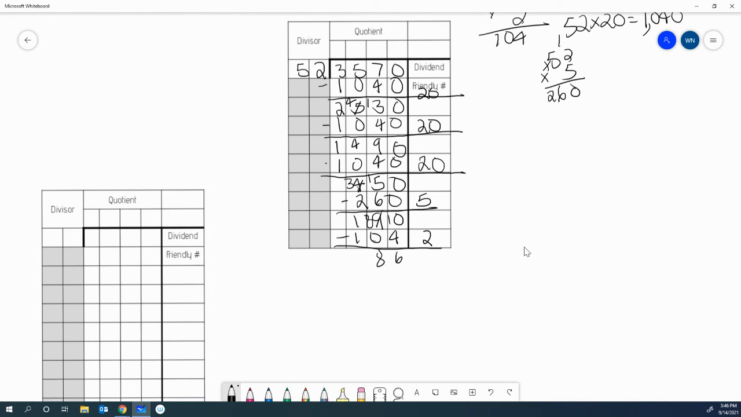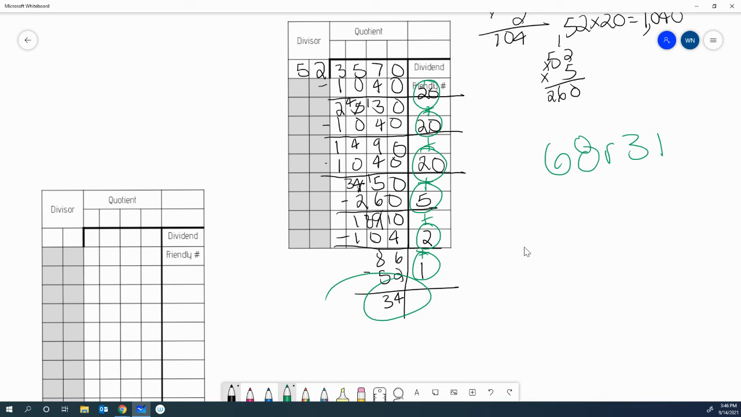So let's go ahead and pull out 1 as our friendly number. 1 times 52 is 52, and subtract and see what happens. We've got 4 and 3. And 34 is less than 52, so I know I'm done. Let's go back and figure out our answer. Remember, to find the answer, all we have to do is count the friendly numbers. So 20 plus 20 is 40, plus 20 is 60, plus 5 is 65, plus 2 is 67, plus 1 is 68. Remainder 34.